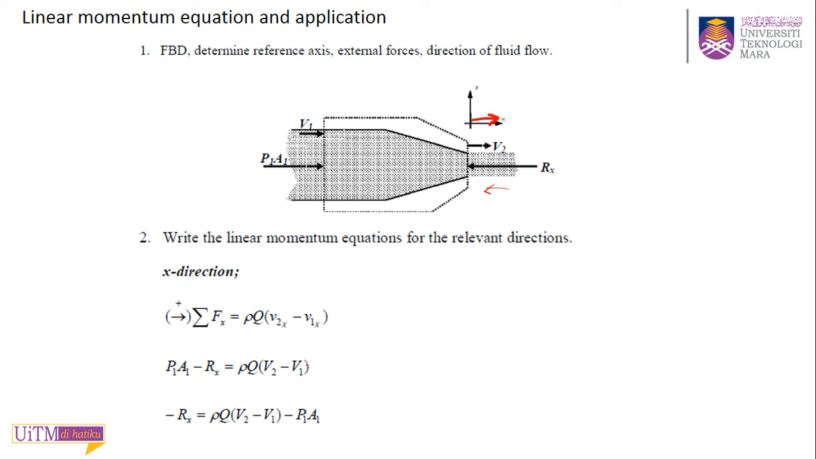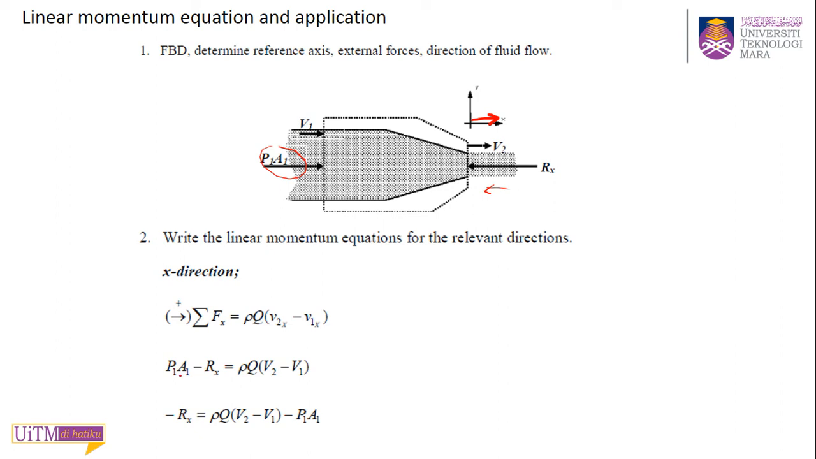You need to write your linear momentum equation in the x direction. To the right is positive, so use your reference axis. You have your P1A1, and you have your Rx, which is acting in the opposite direction to your reference, that's why you minus. Then rho Q times V2x minus V1x. V2x is V2 in the same direction, and V1 also in the same direction, so it's only V2 minus V1. Arrange your equation to get Rx.